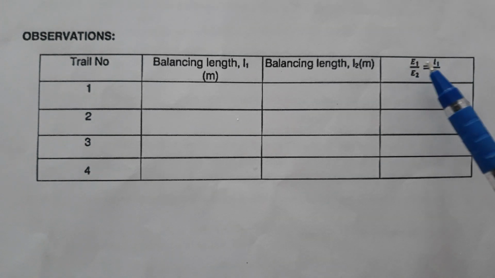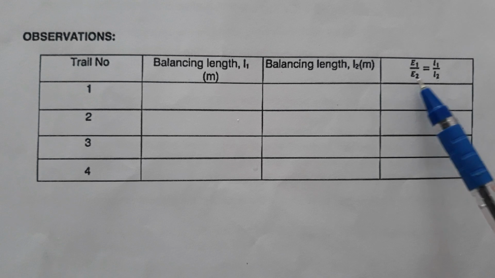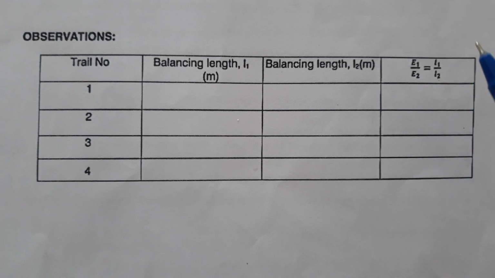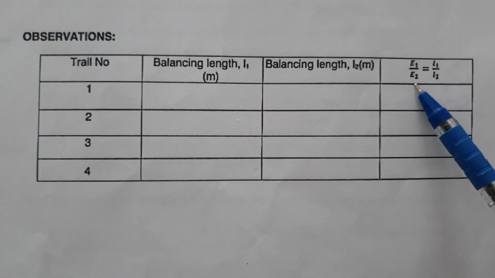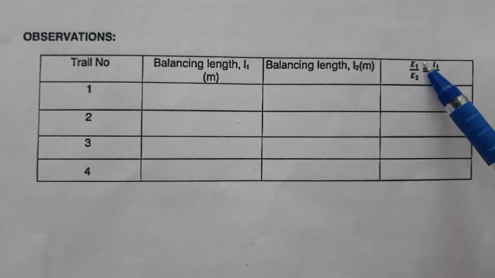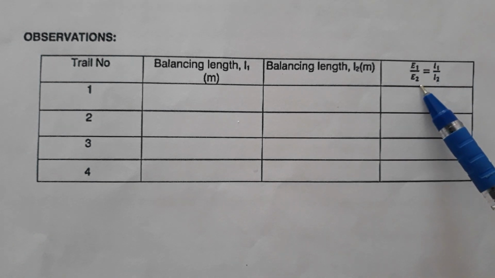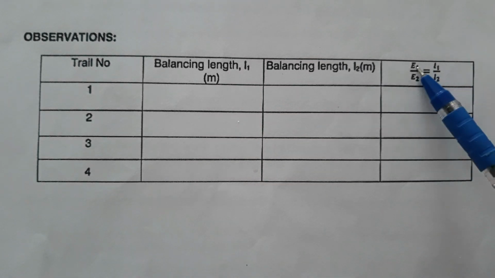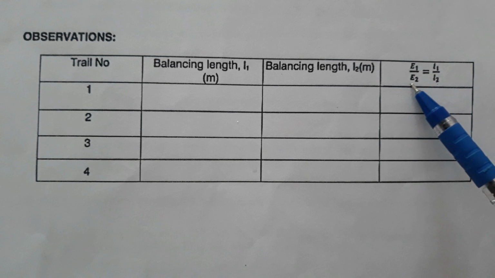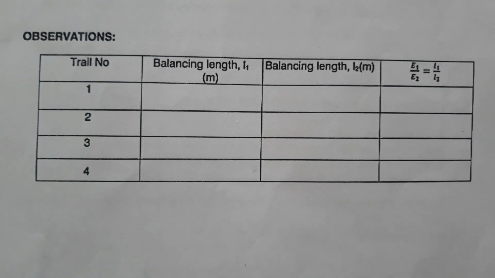So E1 is proportional to L1 and E2 is proportional to L2. E1 and E2 are the two cells. E1 is taken as the Leclanché cell and E2 is taken as the Daniell cell. Don't forget this, guys. E1 by E2 is equal to L1 by L2.